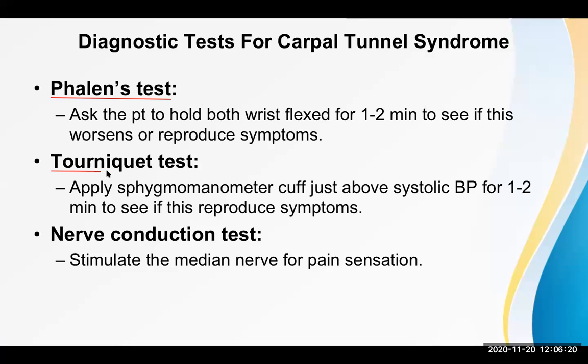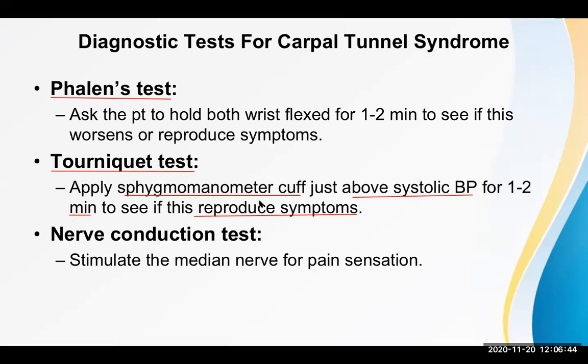Another type of diagnostic test is called the tourniquet test. Now, how is this tourniquet test done? We apply a sphygmomanometer cuff or blood pressure cuff just above the systolic blood pressure for 1 to 2 minutes to see if this reproduces the symptoms again or not.